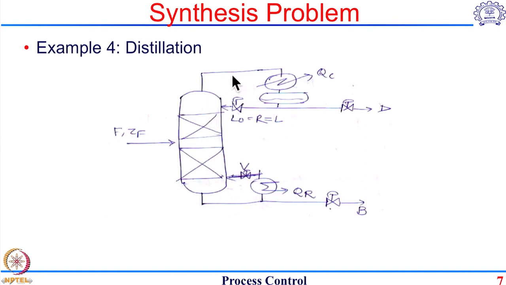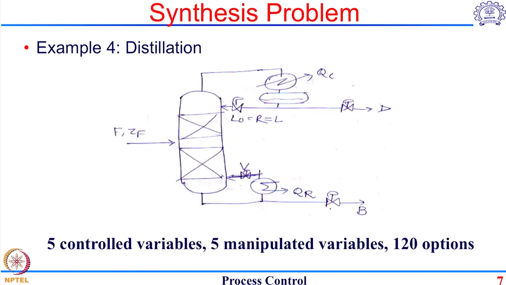There are five controlled variables and there are five manipulated variables as well, which refer to the product flow, bottoms flow, condenser duty, reboiler duty, and a reflux flow. So this particular system has five controlled variables, five manipulated variables, and in general there are 120 options. So even for a single distillation column, you have 120 different ways in which you can pair these five controlled variables with manipulated variables, and all these 120 are simple SISO pairings.